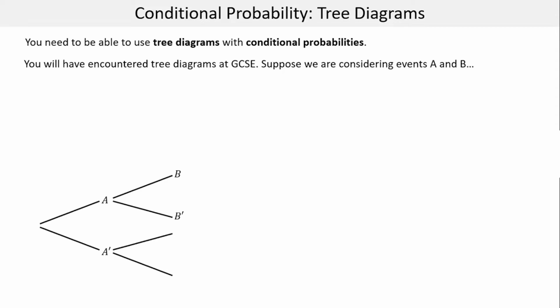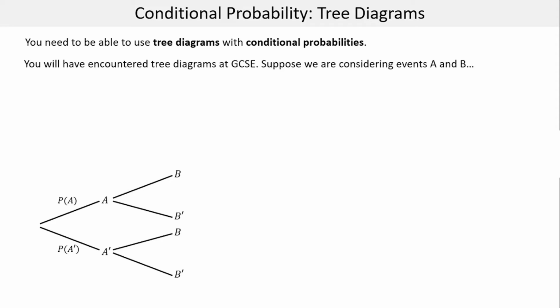Now this is going to lead to 4 different outcomes: A intersection B, A intersection not B, not A intersection B, and not A intersection not B. Let's add some probabilities to the diagram first. Probabilities go on the branches. So here we have the probability of A and the probability of not A.